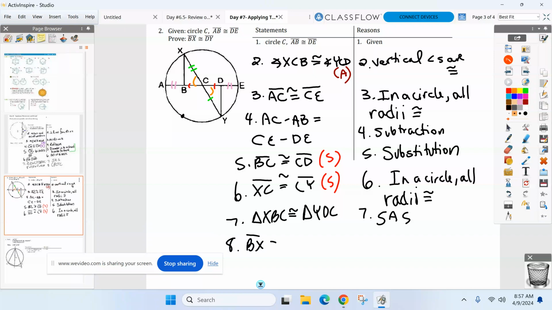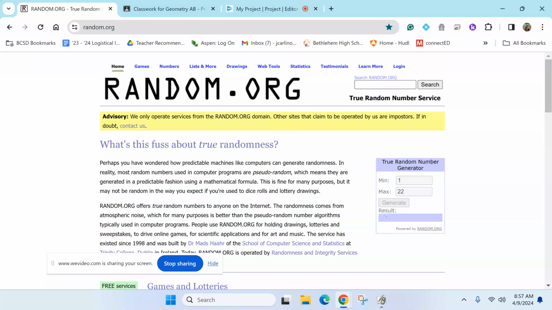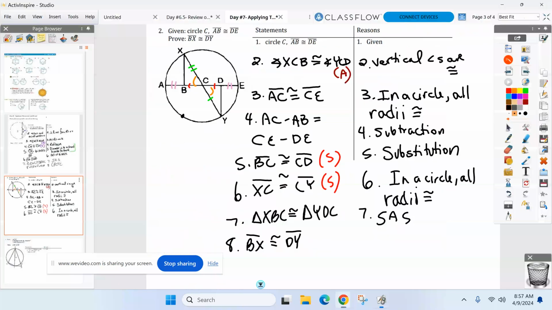And then I got BX congruent to DY. How about a little reason for those segments being equal? Oh, top of the key, Zoli. Thank you. There we go. I love that subtraction came back here, just to show you guys anything's fair game at this point in the year. Anything.